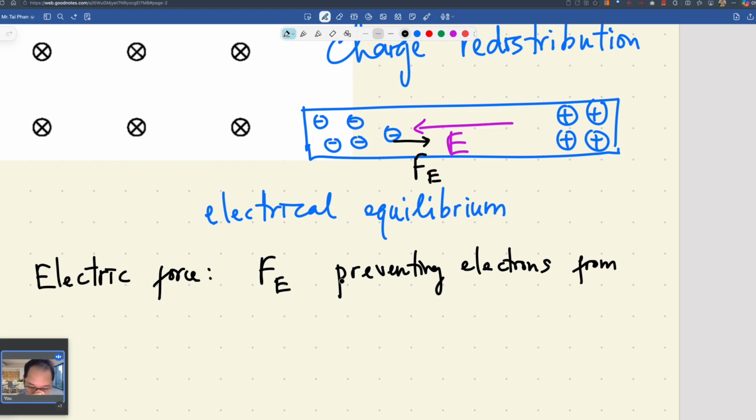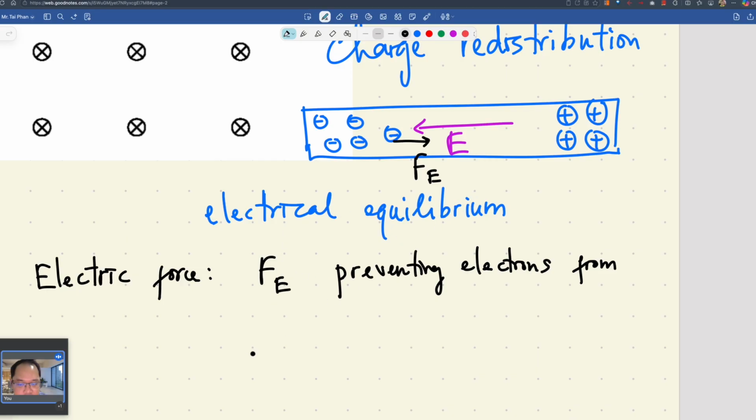Okay, thermal equilibrium says that when two objects are in contact and they have the same temperature, there is no heat, no thermal energy transfer from one object to another when they are in contact. Okay, and this is the third thing, electrical equilibrium.